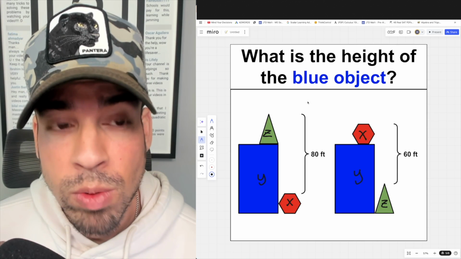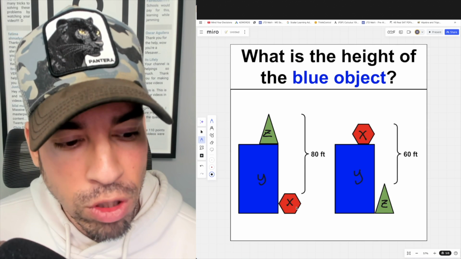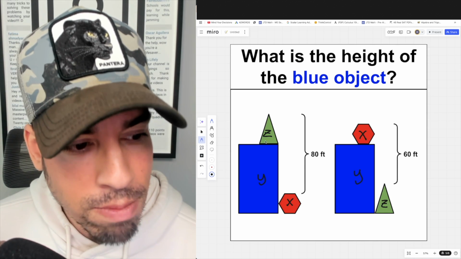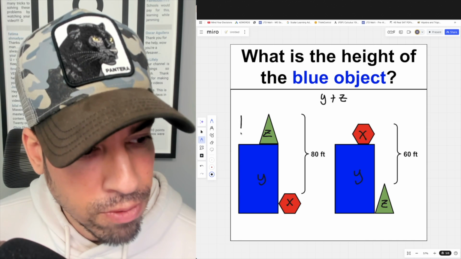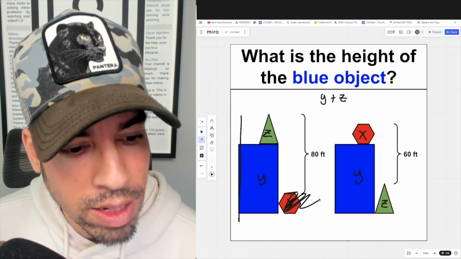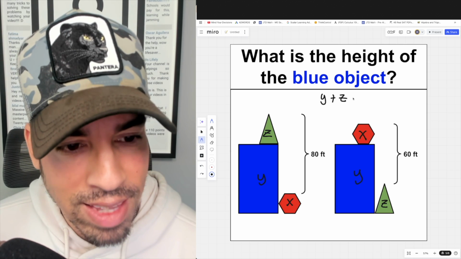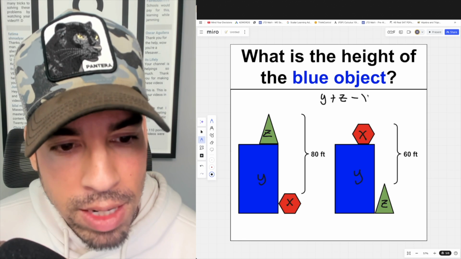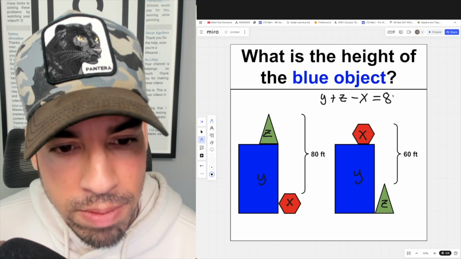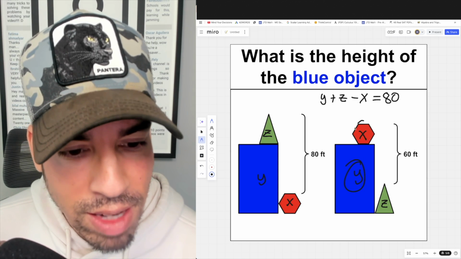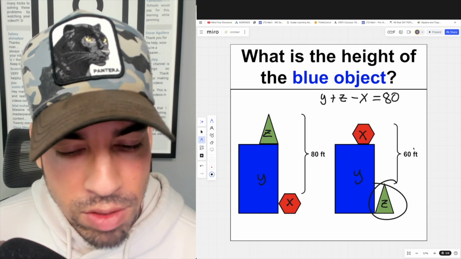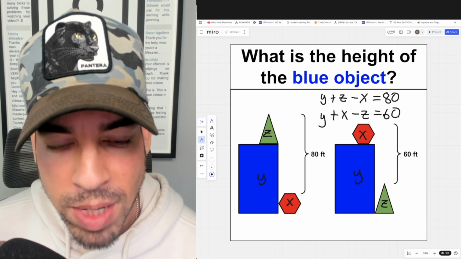Now we can make two really cool equations. The first equation is going to be Y plus Z. That's going to give us this full height up here. And then we are getting this full height, but then we're taking away this red object, or the X, to get that 80. So Y plus Z minus X is going to equal 80. Right here, we can get a second equation. Now we've got Y plus X minus Z gives us 60. So there we go, Y plus X minus Z equals 60.